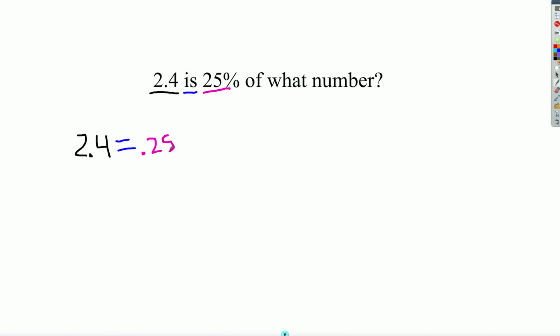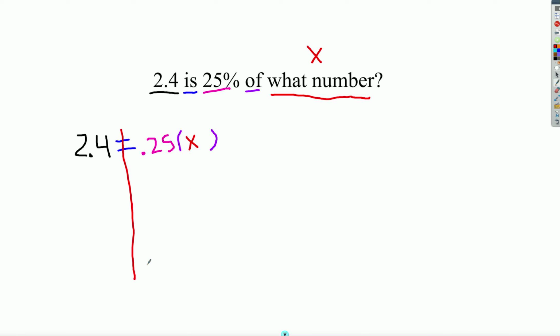So here I have 2.4 is 25% of means I'm going to multiply. Remember, I'm going to put parentheses this time for multiplying. Of what number? So that's my unknown. What number? I don't know. Let's call it X this time. So now I can answer that question much easier now that I have an equation. So 2.4 is 25% of what number?